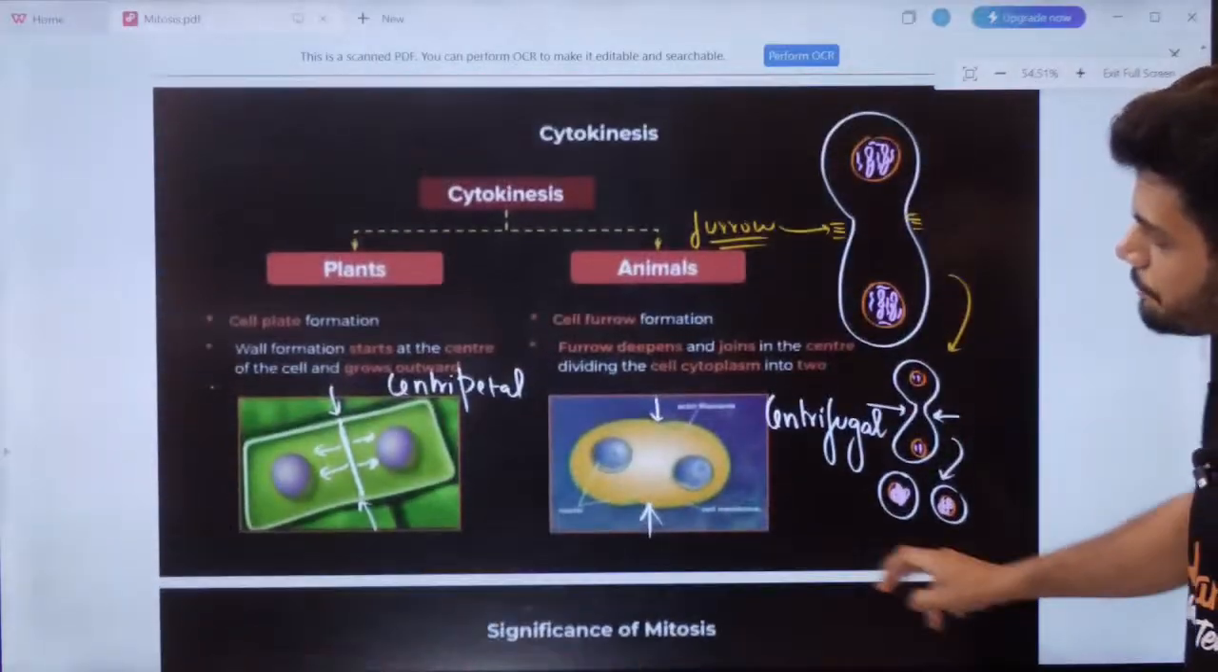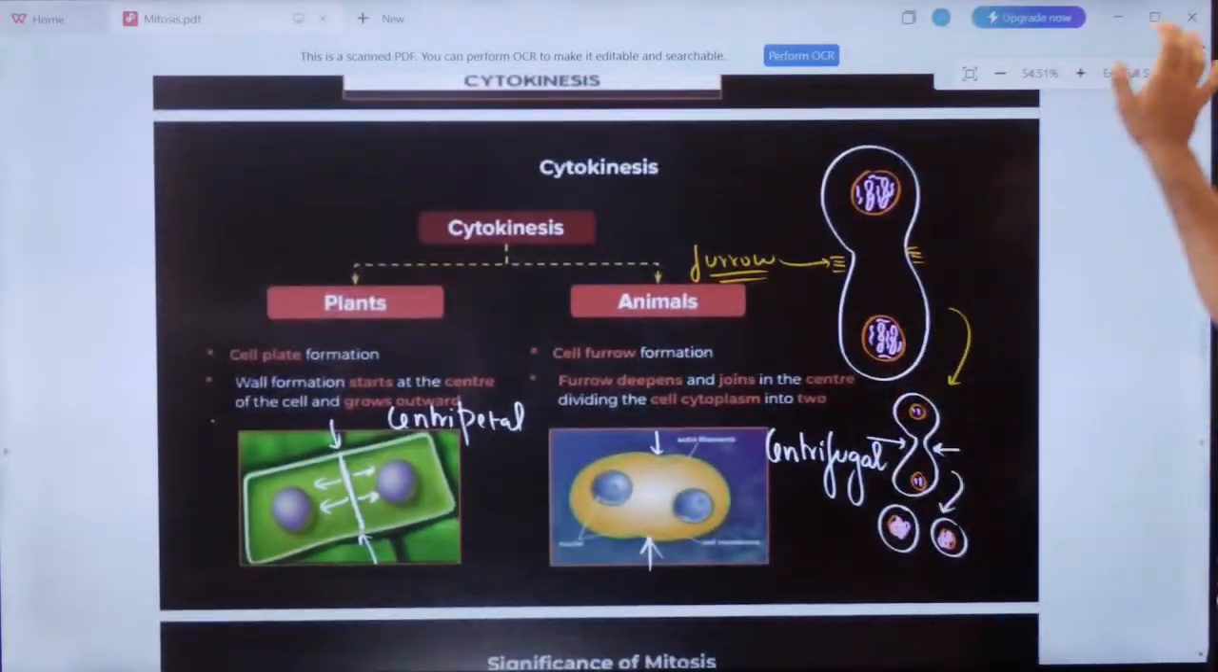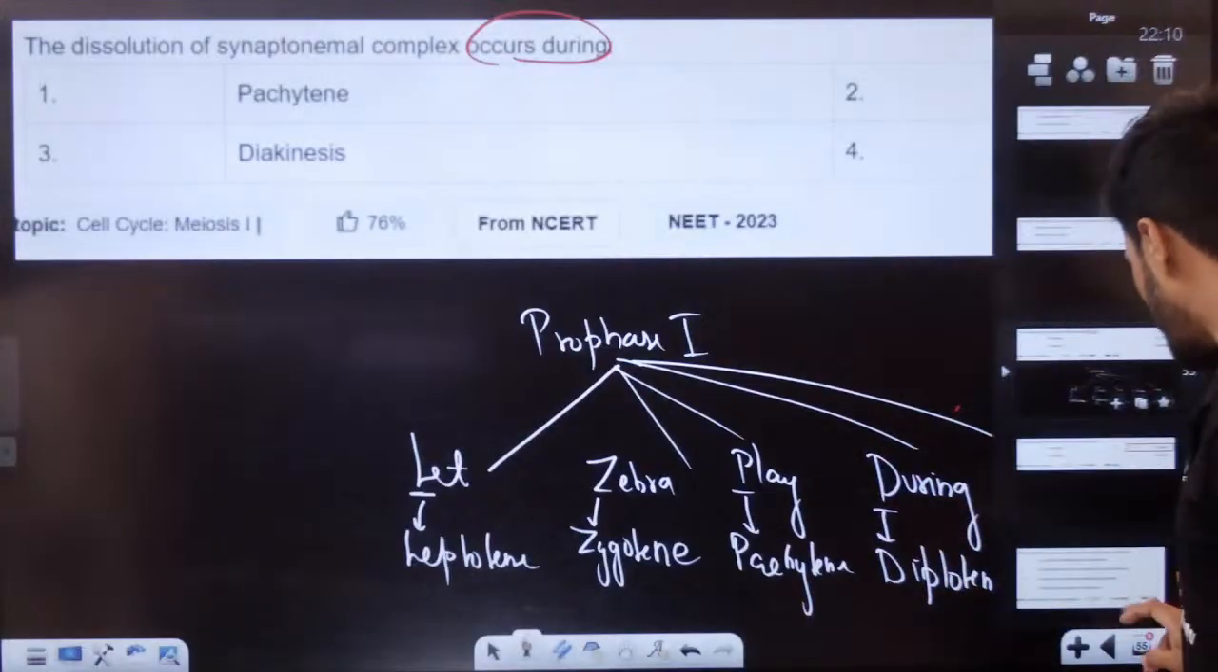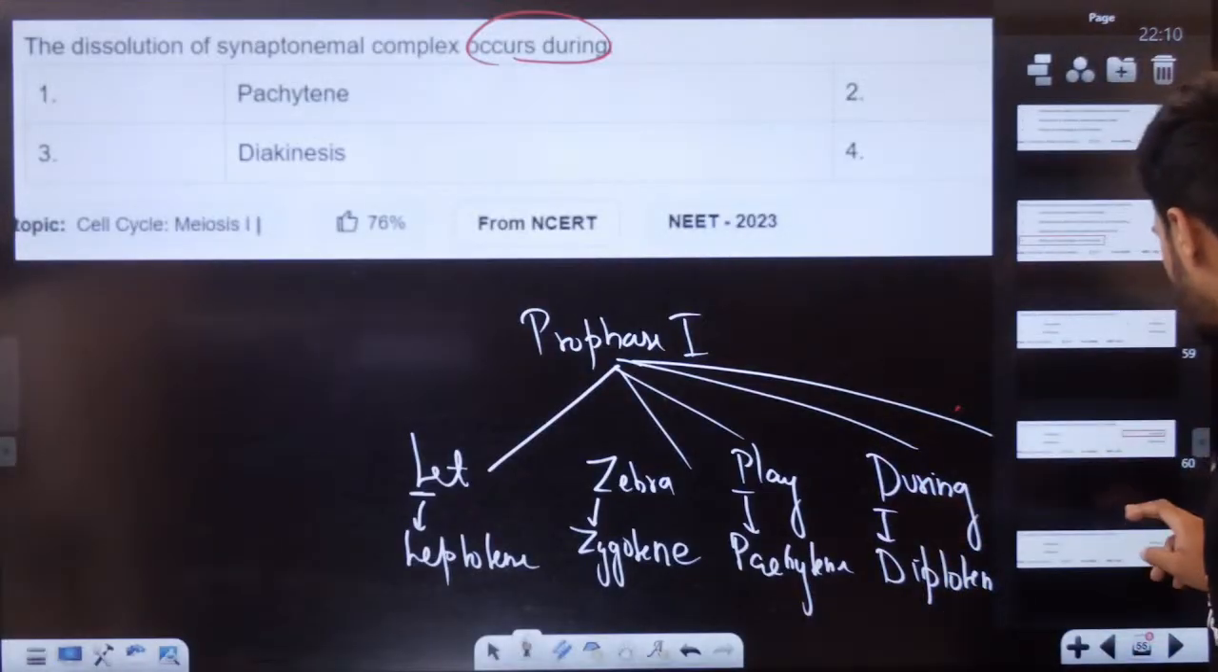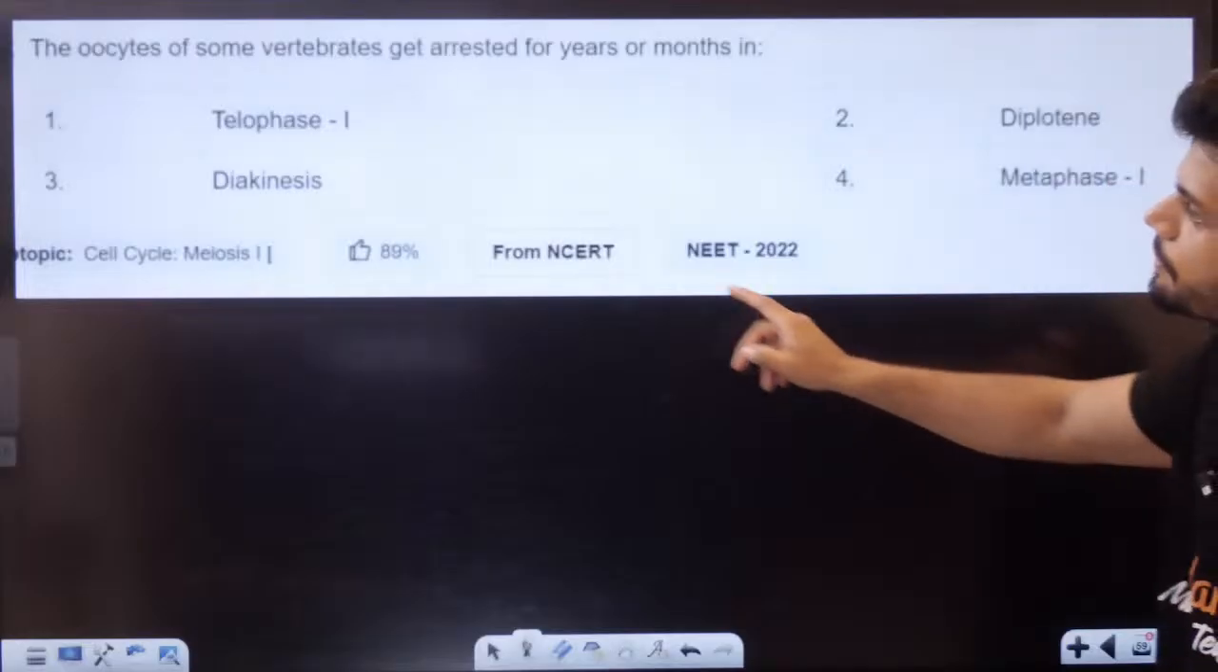In cytokinesis, plant cell and animal cell are different. Okay, so we will get there, students. We'll get there. I'll do one separate session, students. Look at this question.